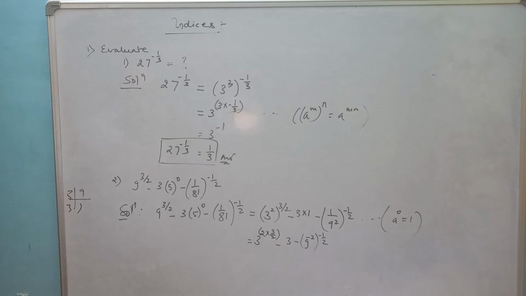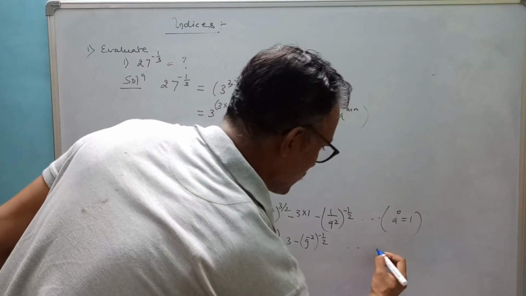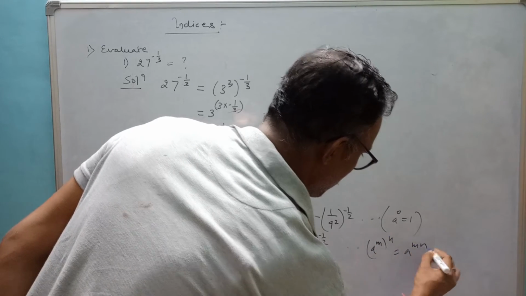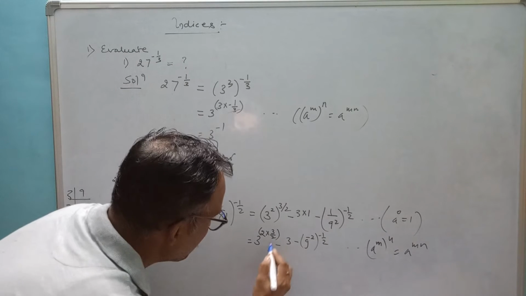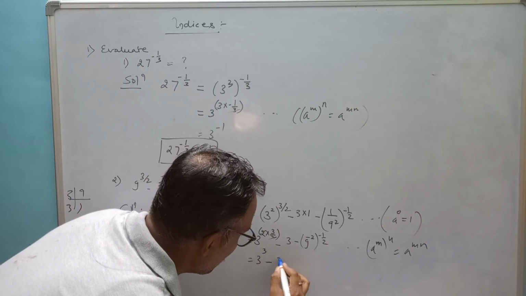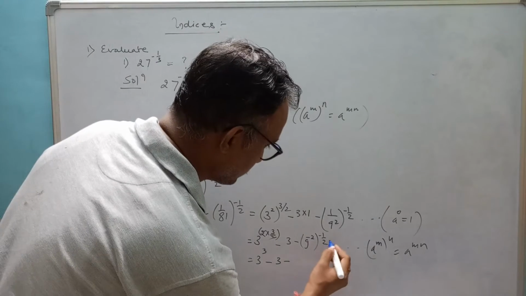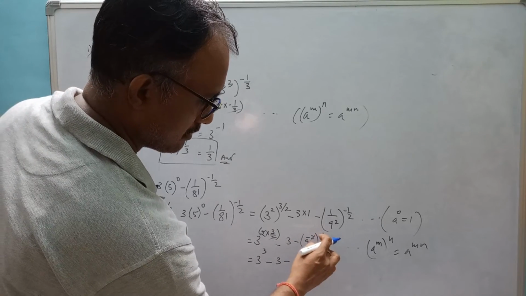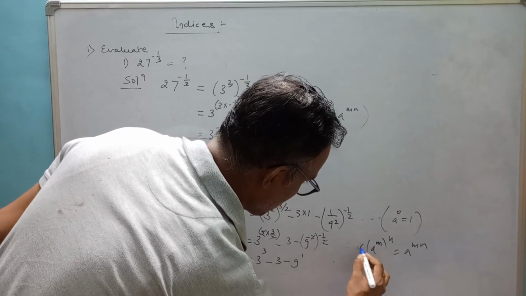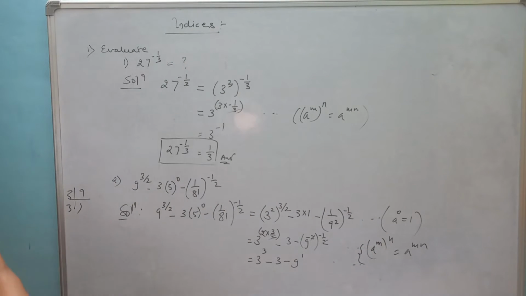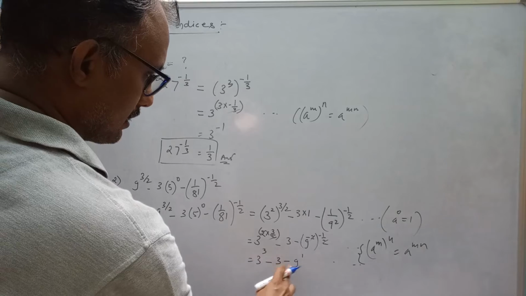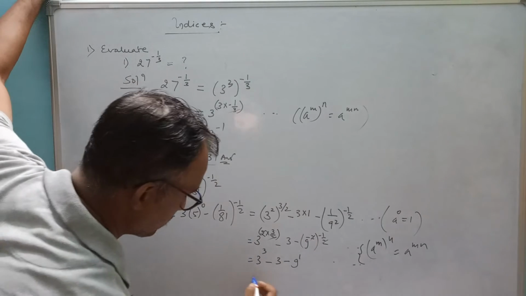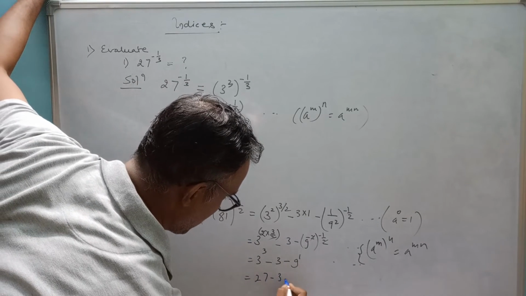ठीक है. यहाँ पे कौन सा फॉर्मूला लगेगा? a raised to m raised to n is a raised to m into n. ठीक है. Now tell me. Minus minus plus. Same. ठीक है. ये माइनस ही रहेगा. ये इंडेक्स का माइनस माइनस प्लस हो गया. ठीक है. इंडेक्स में ही वो था इंडेक्स. सो दिस इज 27 minus 3 minus 9.